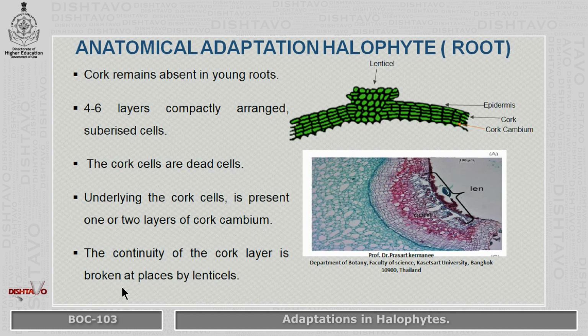The continuity of the cork layer is broken at places by lenticels. Lenticels are like the nose of the plant. They help in gaseous exchange. They help in breathing. So you can see a picture over here that there is a cork region, and the continuity is broken by the lenticels. This is how a section of the nematophore will look.